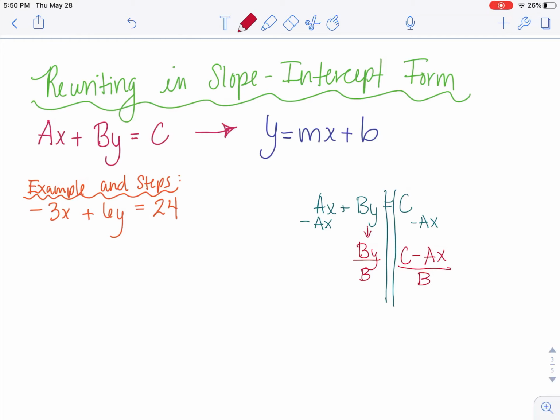And remember, we divide everything by b. Everything by b, not just c and not just ax. We divide everything by b. And what we can do then is we can split those two apart. We pull them apart. Now we have just y by itself. We can say c over b minus ax over b. The only reason we would do this second part is if c or a are divisible by b, and we can simplify. If it's not, we can leave it like this.